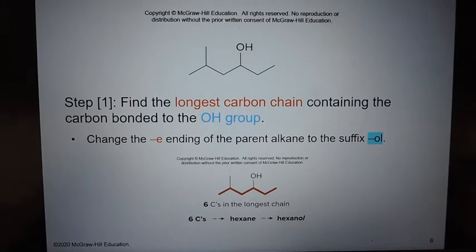And since now it is an alcohol with one of the hydrogens being replaced by a hydroxy group, we simply should change the NE ending to OL. So from being hexane, a 6 carbon containing alkane, it becomes a 6 carbon compound with a hydroxy group attached to it, hexanol.